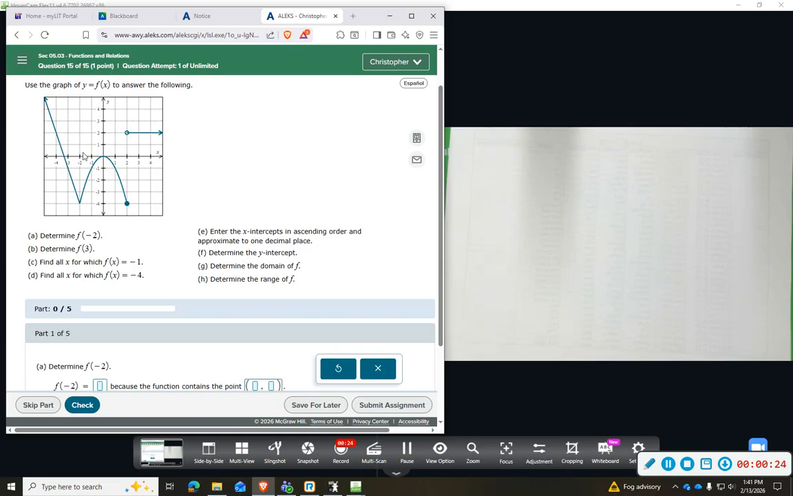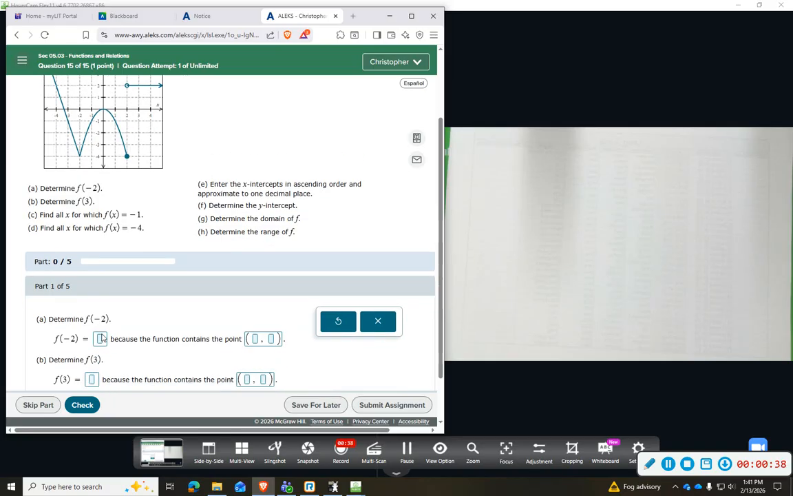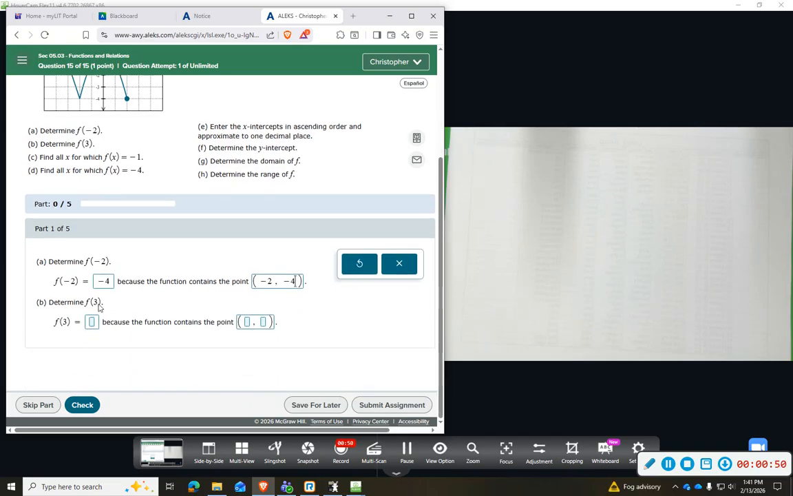So if we go to -2, if I look up and down and trace this graph, it hits this blue line right here. That line corresponds to a y value of -4. So from reading the graph, x is -2, y is -4. As an ordered pair, -2, -4. Okay. Same thing for f of 3.